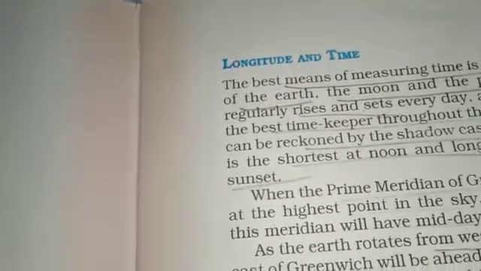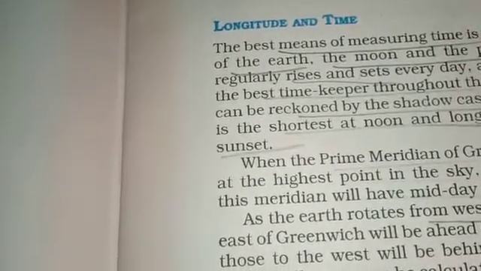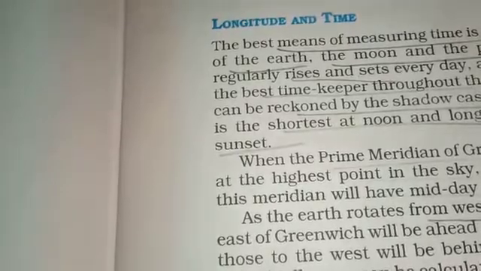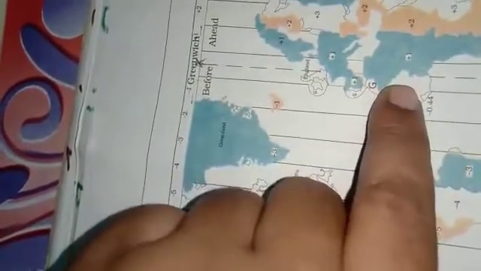When the prime meridian of Greenwich has the sun at the highest point in the sky, all the places along this meridian will have midday or noon. The line of the meridian goes from here to here through many countries. It is not only England, other countries are also coming, African countries also coming.